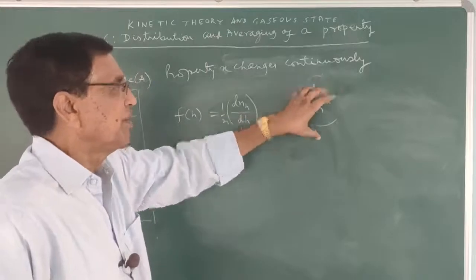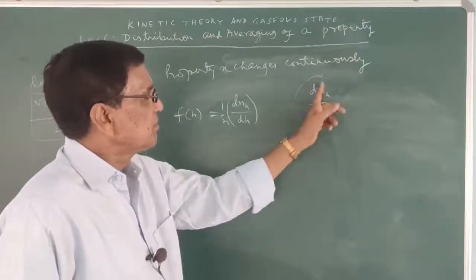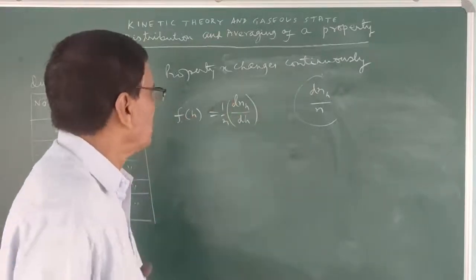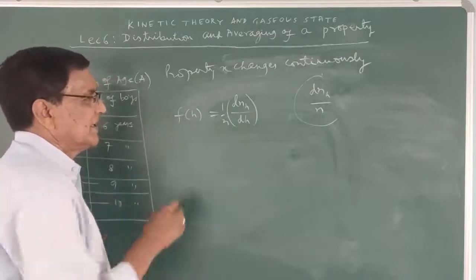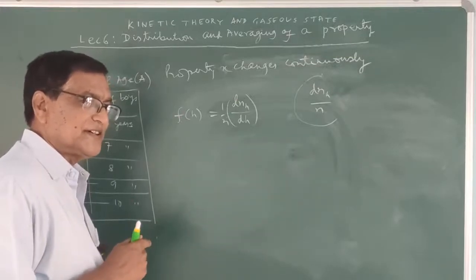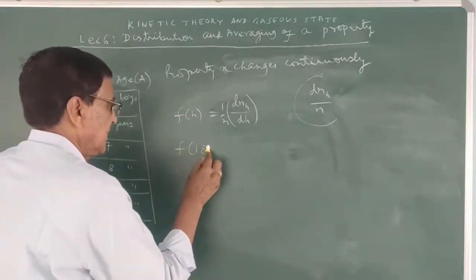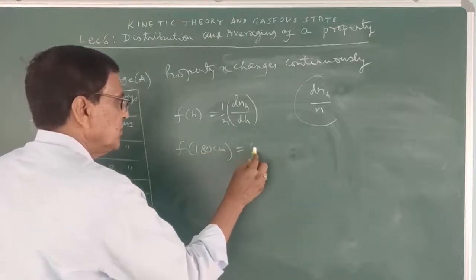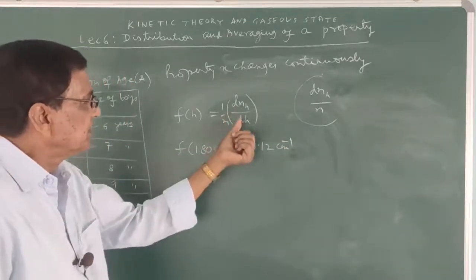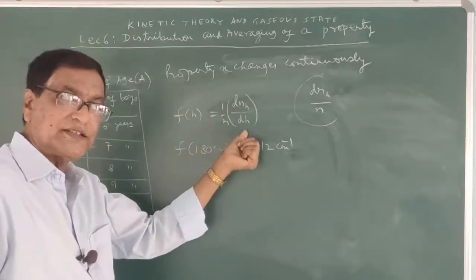So it is the probability of a person to have this height h to h plus dh. But whenever you are considering f(h), then it is the probability of a person to have this height h within unit range at h. Say f(180 centimeter) equals 0.12 centimeter inverse. Distribution function having this unit of h. This is a number, and this is the height, centimeter inverse.